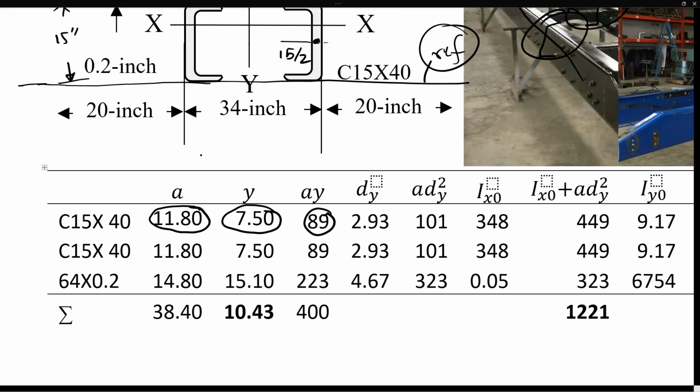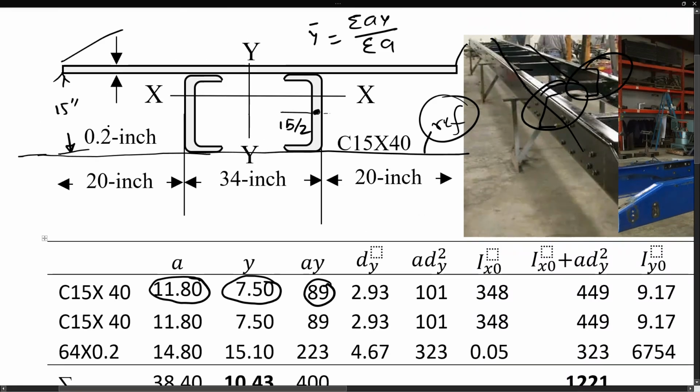For the flat sheet on top, which is 0.2 inch thick, from the reference axis it is 15 inches plus half of this. This is where, in the middle, the center of gravity of the flat sheet is. So it's actually 15 plus 0.2 by 2, which gives you 15.1.